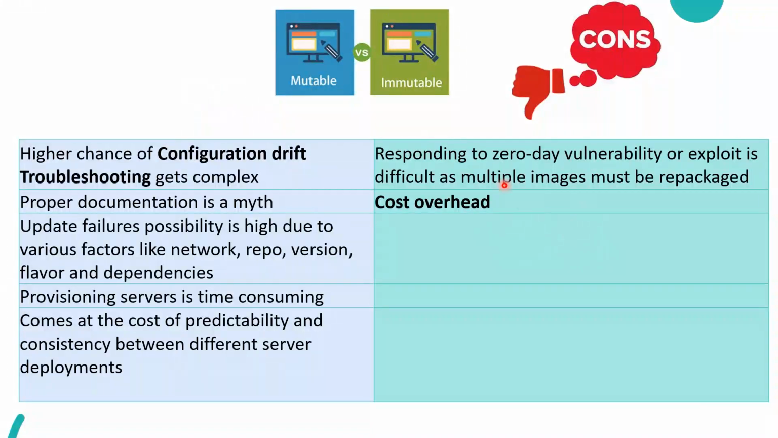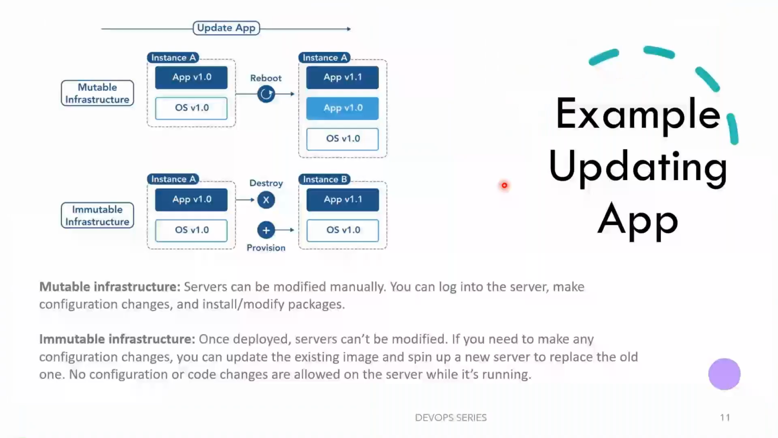With immutable, there is a small cost overhead because you might have the existing environment and the new environment running at the same time for some quantifiable number of days. During that time, you might have some cost overrun, but by avoiding the downtime, that cost can be handled. So let me give you an example.